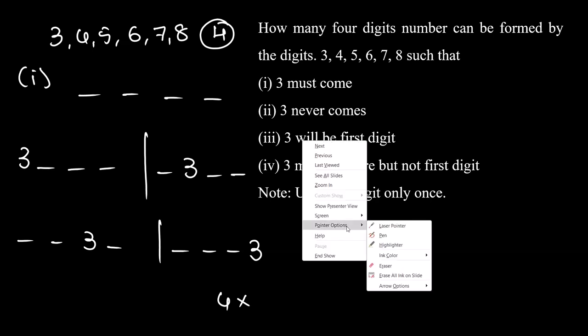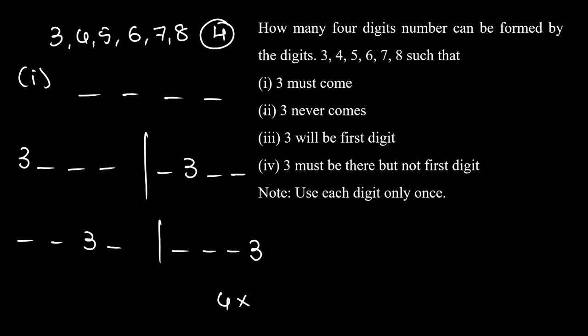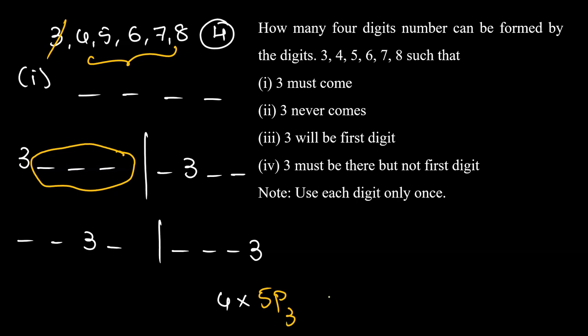Then how many digits are available? 3 gone. Still 5 available. How many places are ready? Everywhere 3 ready. So now 5 available. 3 places means 5p3. So 4 into 60. 5p3 means 5 into 4 into 3, which is 4 into 60. 240 if I am not wrong. Check it out whether it is 360 or 240. 240 is what you see once.